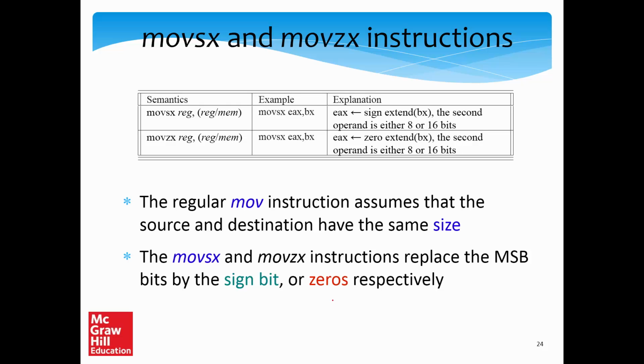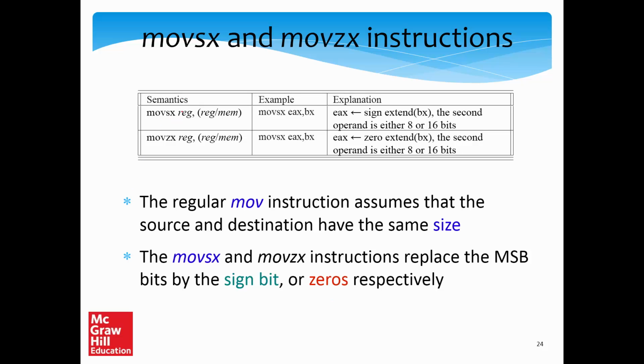Similarly, we have the move SX and move ZX instructions. The regular move instruction assumes that the source and the destination are the same size. But the move SX and the move ZX instructions actually assume that the source and destination have different sizes. So let us consider this.